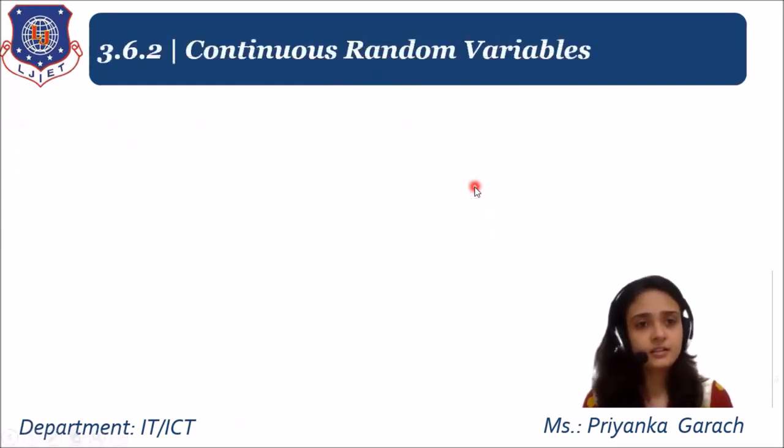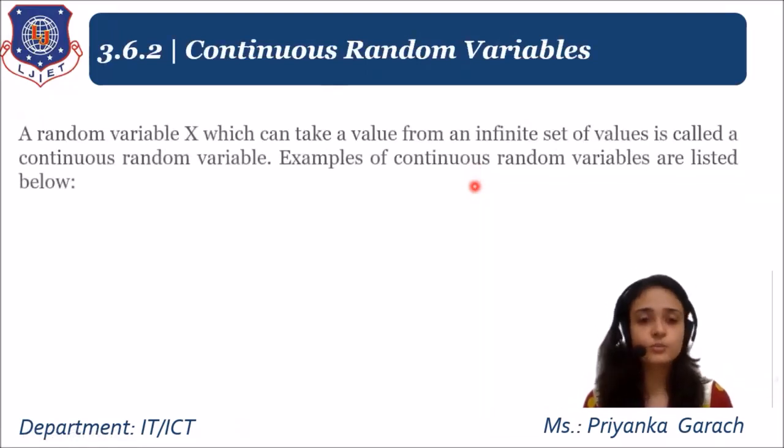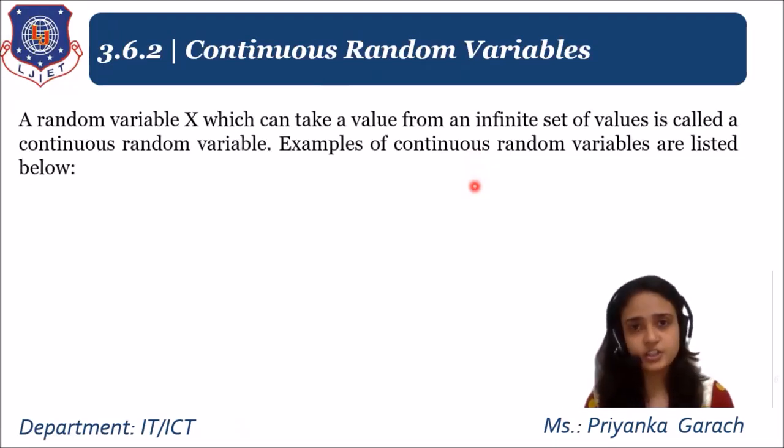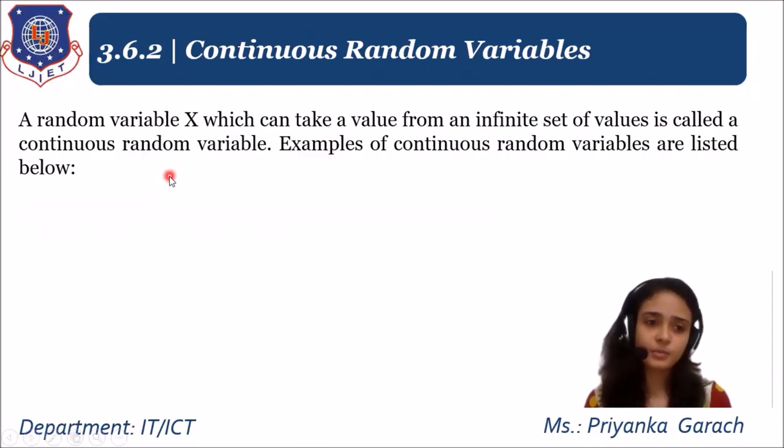Now let's see what continuous random variables are. Let's understand the definition first. A random variable X which can take a value from an infinite set of values. This is important for the definition, that is, an infinite set of values is called a continuous random variable. Let's take examples of the continuous random variable.